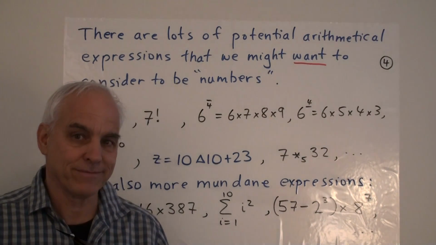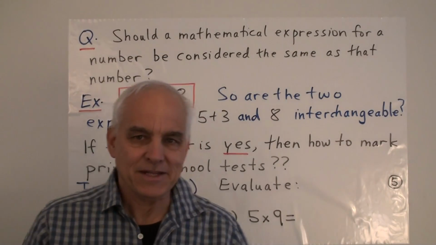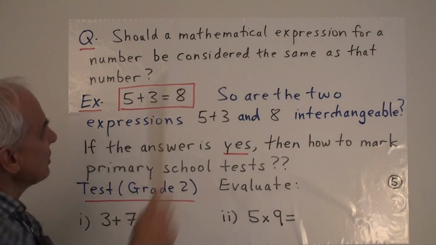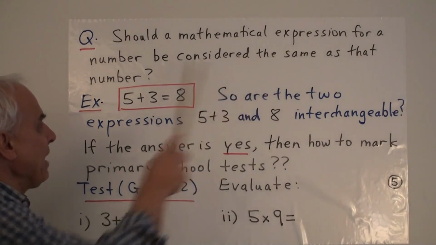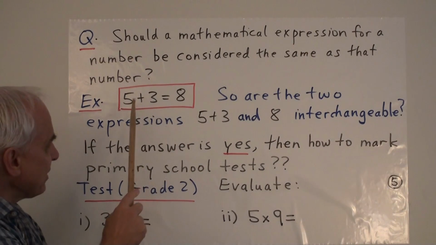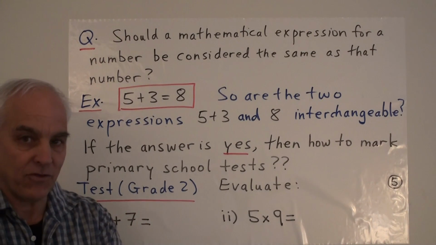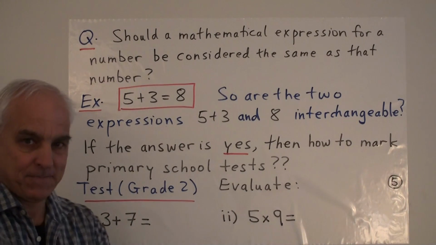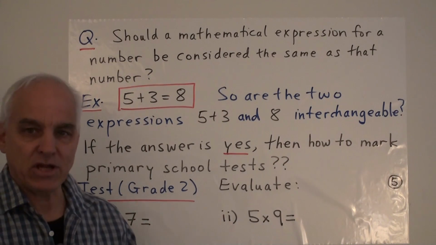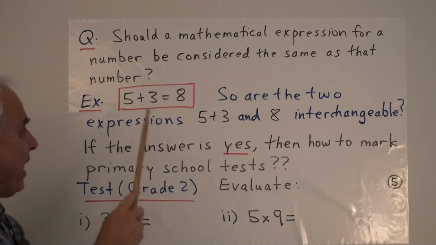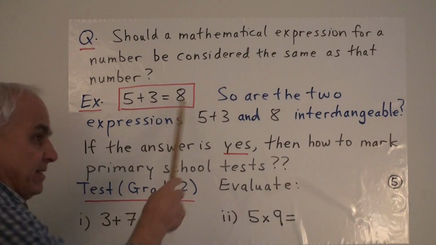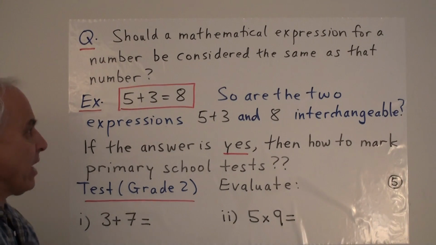It's a very big question. And underlying this discussion is this very interesting question about, should a mathematical expression for a number be considered the same as that number? This is a very important question. So for example, let's consider this very familiar equation that none of us would object to, that 5 plus 3 equals 8. Now if we think for a second, what does it mean? Well, the usual interpretation is that here there's a binary operation on numbers, and what we're saying is that if we take these two numbers and we apply this operation, then the result of that is 8. So it's expressing this arithmetical identity.